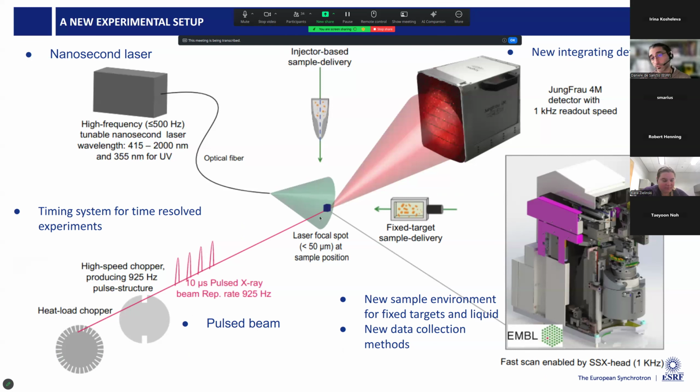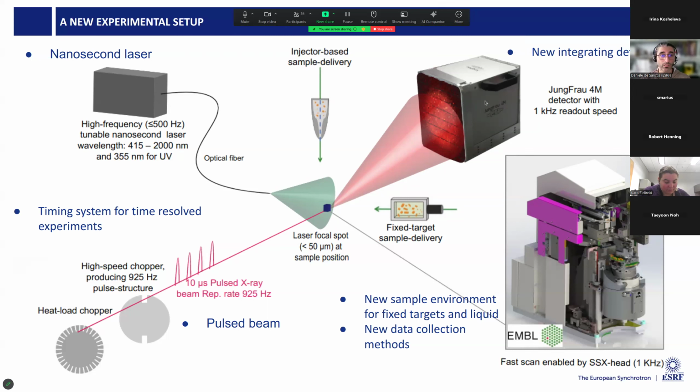The detector, since the pulses are quite bright and we cannot use a photon counting detector, we have integrated a Jungfrau 4M detector developed by PSI, for which we have developed, and I'll say a few words later on, a dedicated backend infrastructure that analyzes the frames containing hits on the fly. We are also commissioning a nanosecond laser, which can also illuminate the sample position.